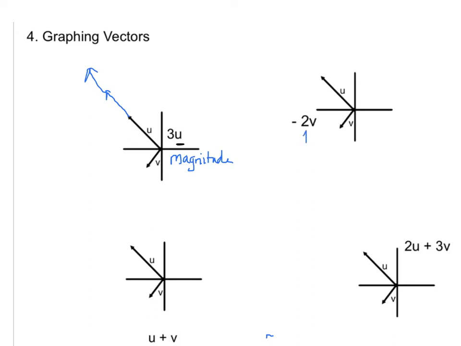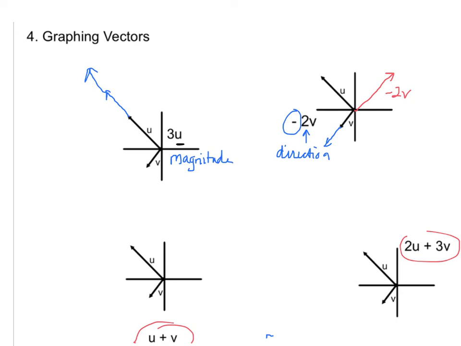Okay, the 2 on this 2v is also going to change it so that it's twice as long. V is twice as long. But this minus in front of it changes its direction. In fact, it does a 180. So in other words, instead of going that direction, it's going to be twice as long going in the opposite direction. This is -2v.